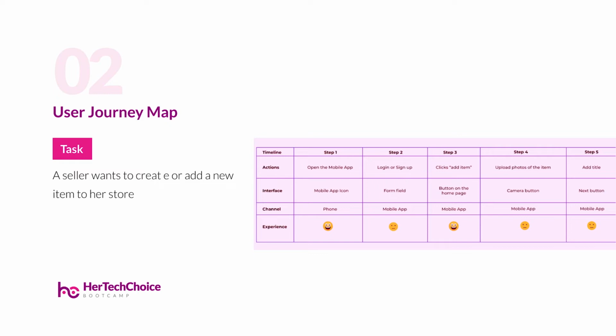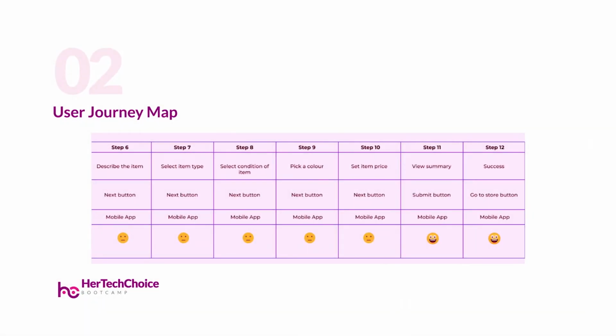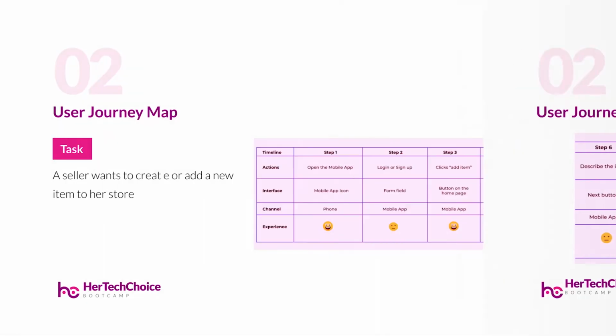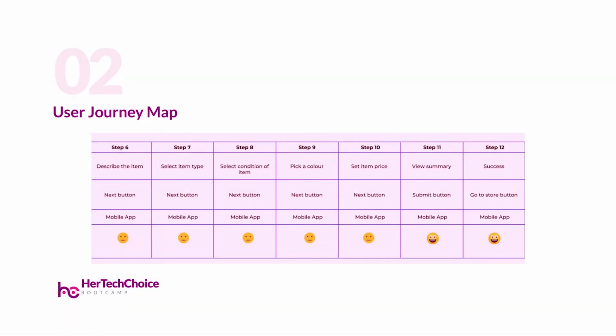I hope we understand. Then step 2 is login or sign up, which is the action the person wants to complete. Then the interface is the form field, and like that up until the 12th step, which is the success. And from this, our interface is the go to the store button. Like after you have set up your product for sale, there's a button for go to the store. Then the channel is still through the mobile app.